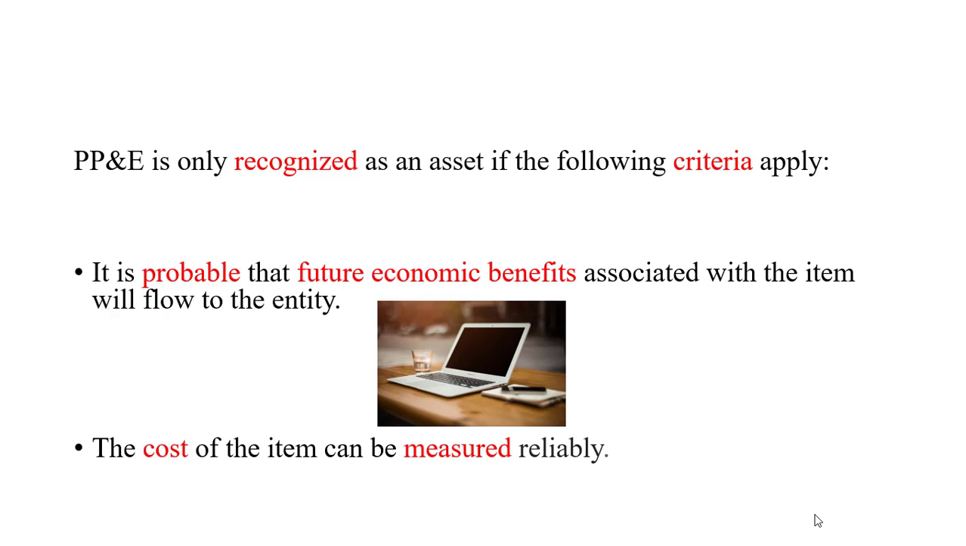The second criteria is that the item should be able to be measured reliably. That is, if you could express the item in monetary terms, then it is said to be measurable. So a PPE should be able to be expressed in monetary terms.